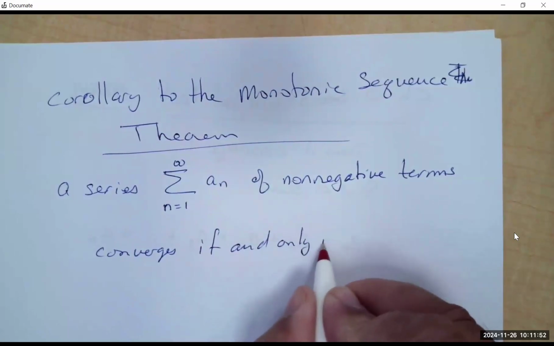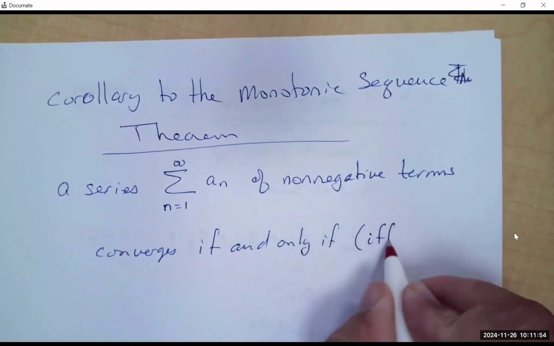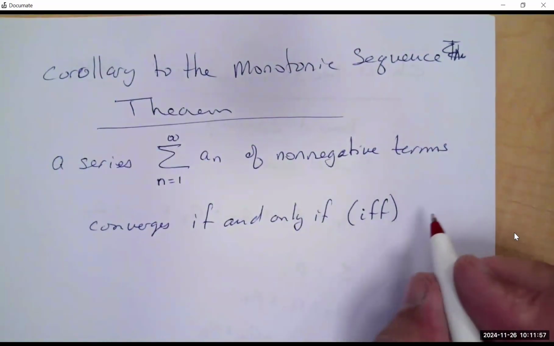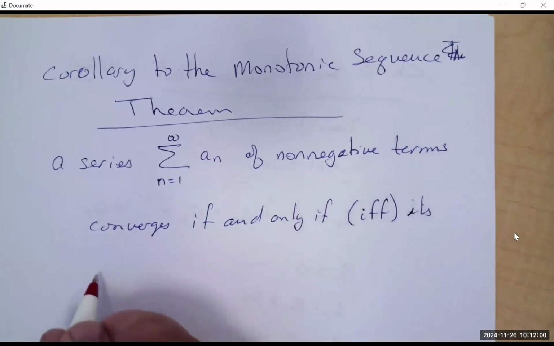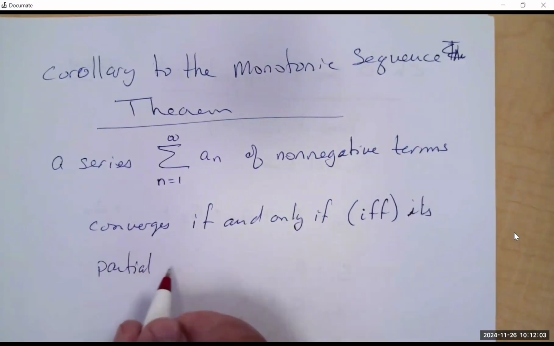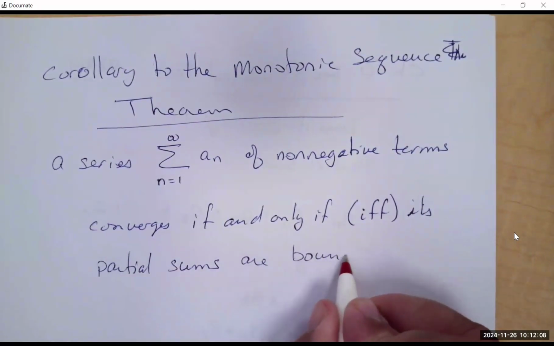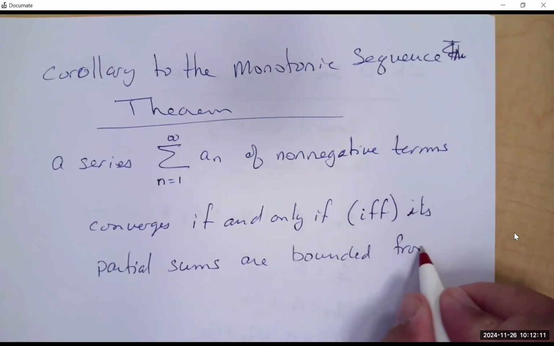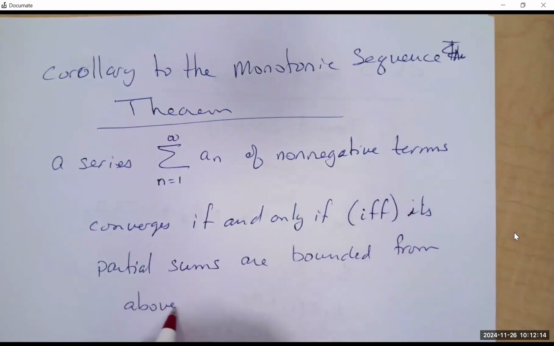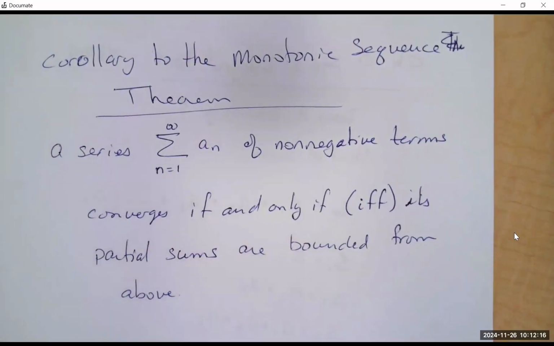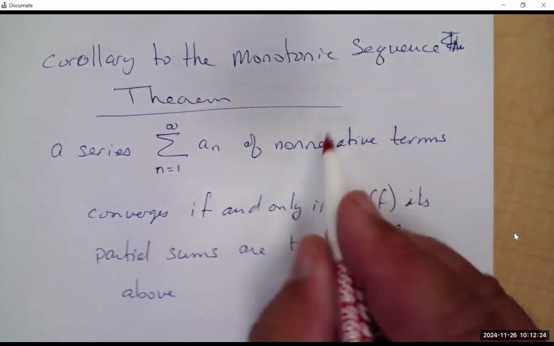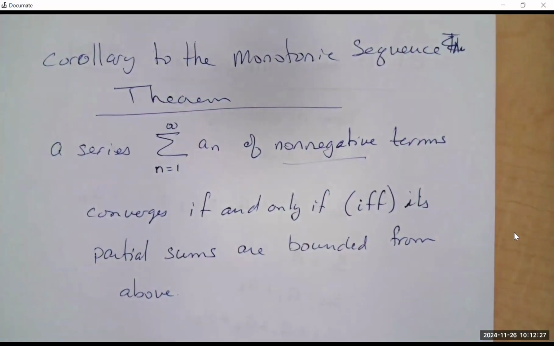and only if, which from now on I'll write IFF, its partial sums are bounded from above. Why bounded from above? The answer is inside that statement. Yeah, because it says non-negative terms. So it's bounded above, and the lower bound is the x-axis. Very good. Good catch.